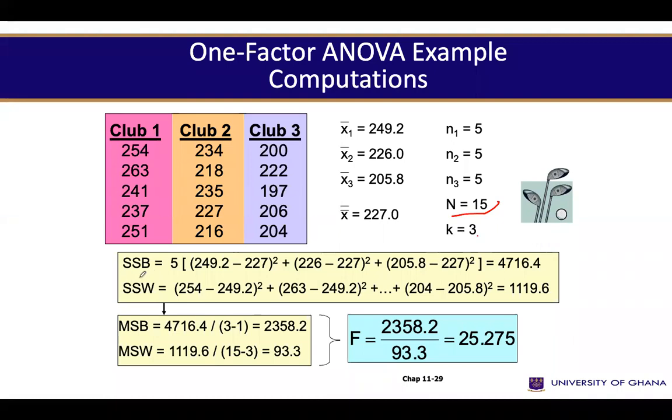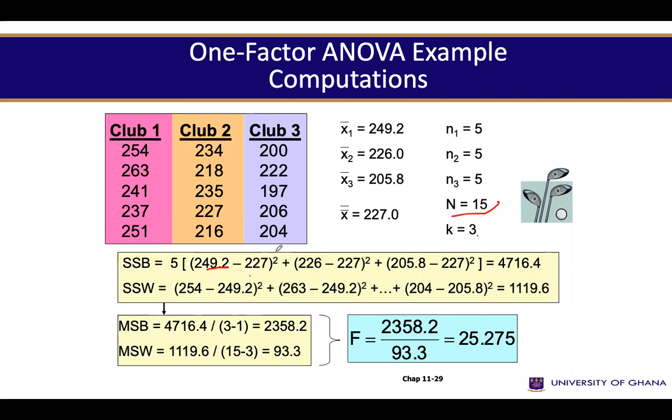So we calculate the SSB, right? The sum of squares between is this: 249 minus 227, as you indicated. The SSB is the difference between the individual means and the grand mean, and it is weighted by the sample size, right? Now here, because the sample size is the same, we can bring the 5 outside and then sum it across, multiply it through. So we have 249.2 minus 227.